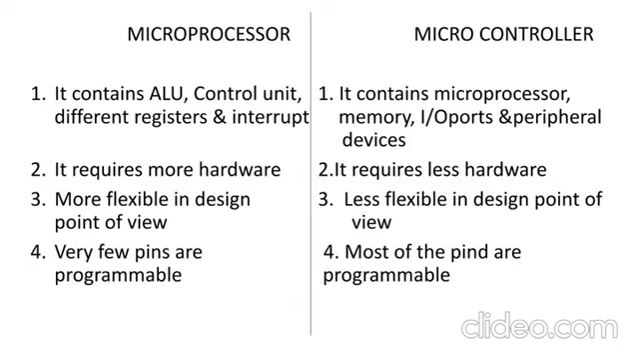Now, comparison of processor, microprocessor and controller. The microprocessor contains ALU, control unit, different registers and interrupt, whereas a microcontroller consists of a microprocessor, memory, IO ports and peripheral devices. So in the microcontroller, the microprocessor itself is one of the parts built into it. Including the microprocessor, we also have memory, input output ports and peripheral devices. So all are built into one controller.